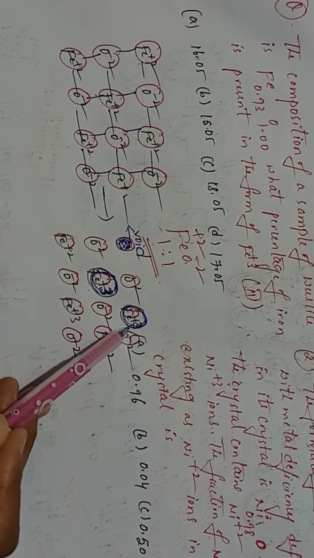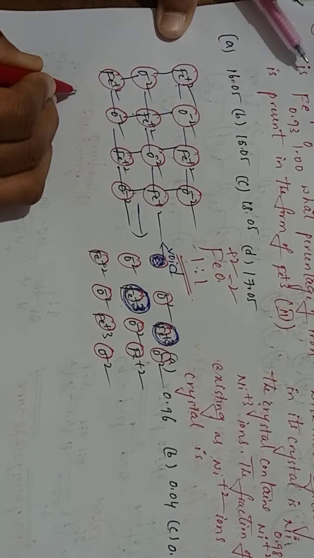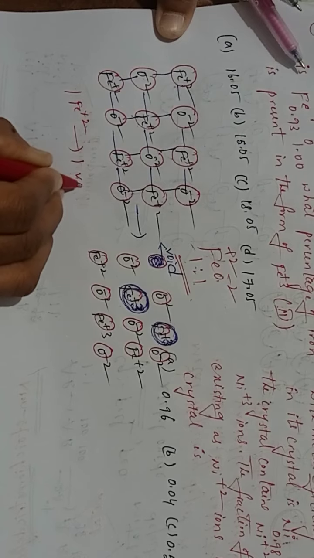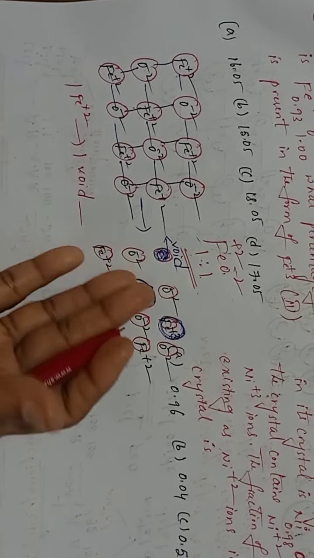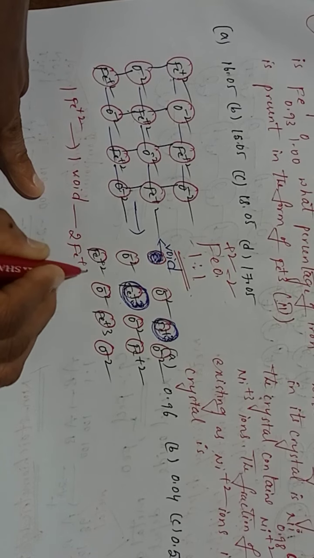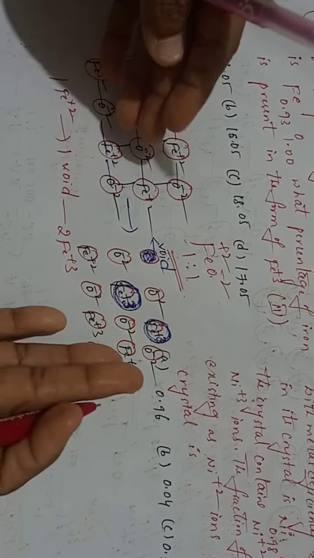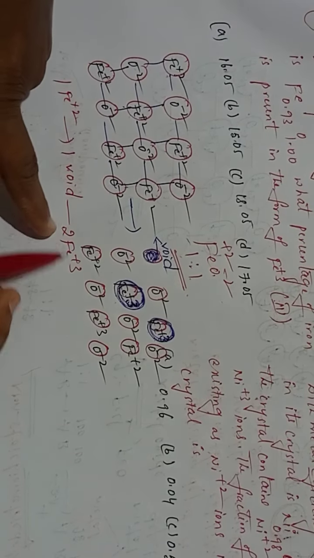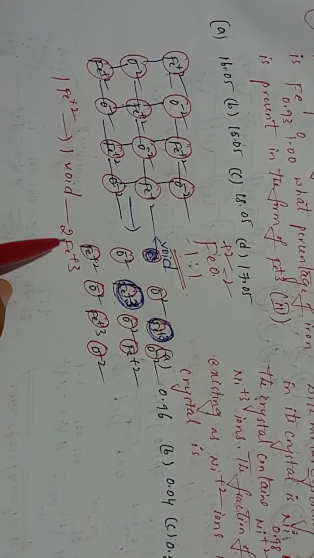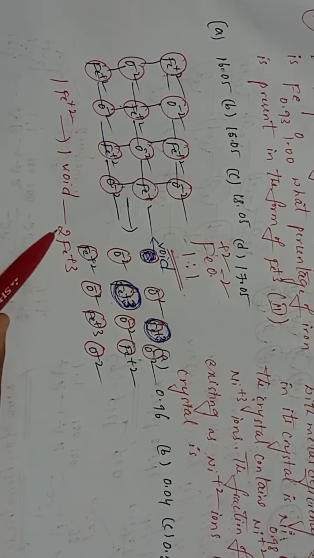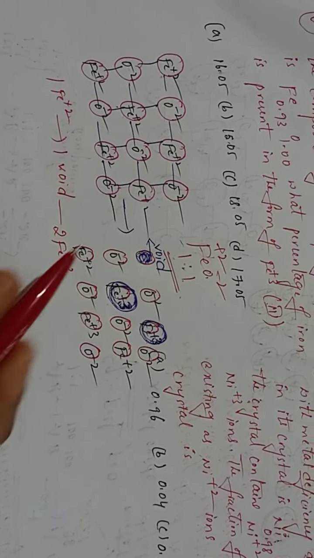So finally what we can write here, students: when one Fe+2 ion is removed, it produces one vacancy, and two Fe+2 ions are converted into two Fe+3 ions. That means to maintain the electrical neutrality, when one Fe+2 ion is removed, two Fe+2 ions are converted into Fe+3 ions. Are you following, students? Two Fe+3 ions. So how to find it?